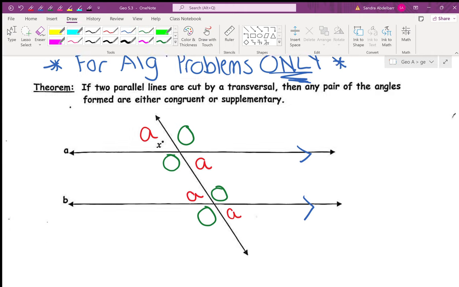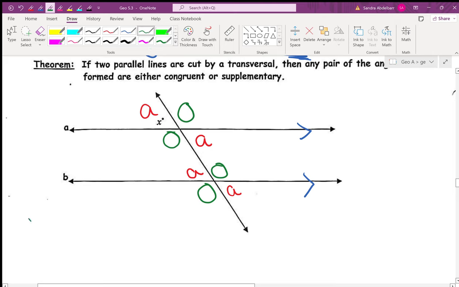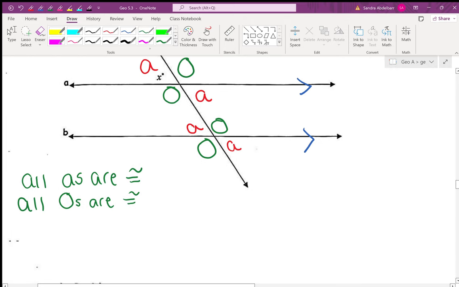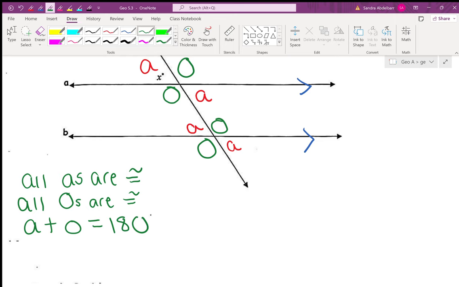All right, so this little trick tells us all A's are congruent, all O's are congruent. What do you think an A plus an O will equal? 180. So all the A's are congruent, all the O's are congruent. Any A plus any O will equal 180.